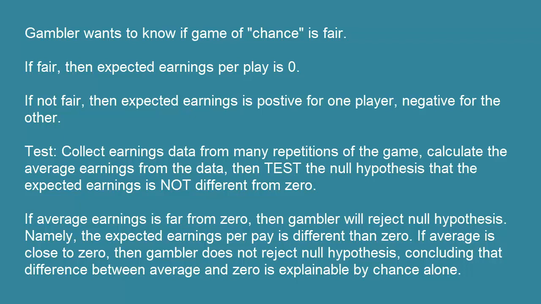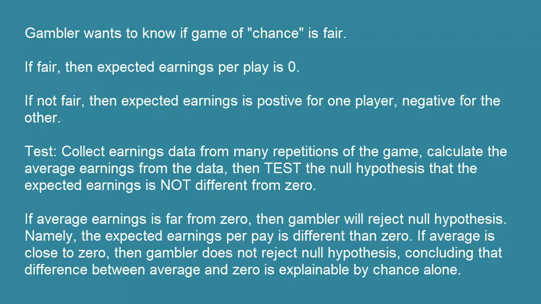And if the game is not fair, then the expected earnings is positive for one player and negative for the other. To test whether the game is fair, the gambler collects earnings data from many repetitions of the game, calculates the average earnings from these data, and then tests the null hypothesis that the expected earnings is not different from 0. Hang with me.